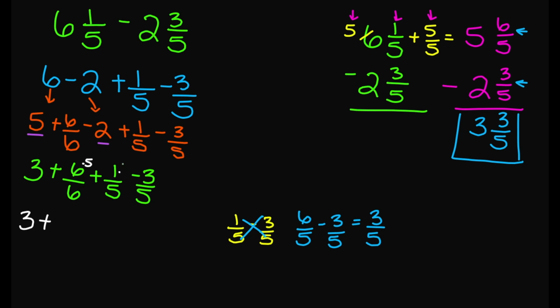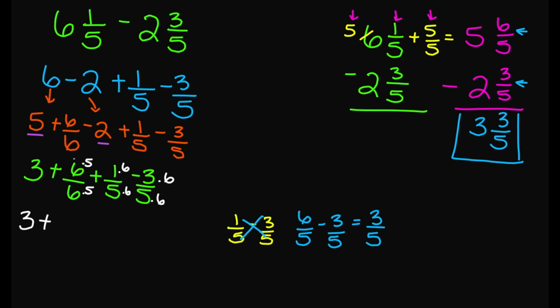Here, I'm going to multiply top and bottom by 6. And here, I'm going to multiply top and bottom by 6 again, because that's going to give me 30 in my denominator. Remember, when you are adding or subtracting, your denominators have to be the same. So for my denominators to be the same, that's what I'm going to multiply my top and bottom with.